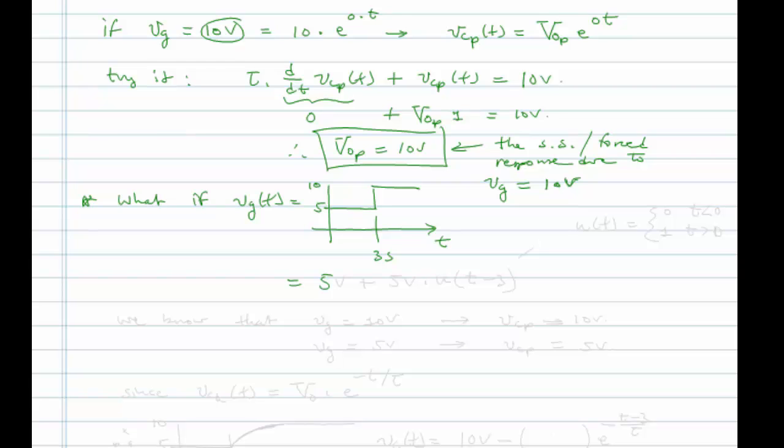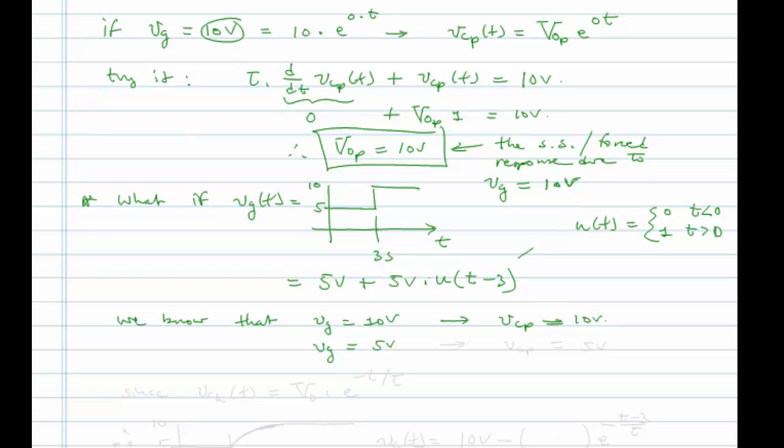We said we have 5 volts plus, we're going to add another 5 volts at time 3, so it'll be u of t minus 3, where u of t is equal to 0 for t less than 0 and 1 for t greater than 0. Right? And so we learned that we could actually solve this by really inspection. So we know that Vg equal to 10 volts will lead to Vc particular equal to 10 volts.